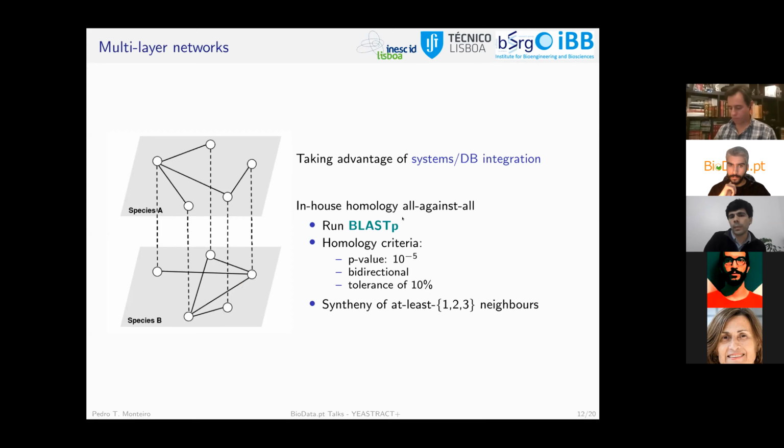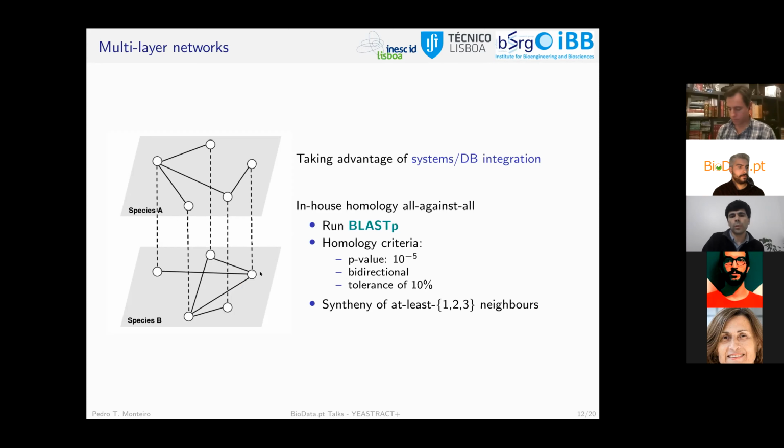And so what we did is that we have an in-house homology criteria where we ran BLAST-P, and then we say, well, every result which does not pass the 10 to the minus 5 p-value threshold will be discarded, which is not very strict, by the way. So 10 to the minus 5 is not strict, but we enforce that it needs to be bidirectional. And so this one will clean a lot of false positives from the p-value.